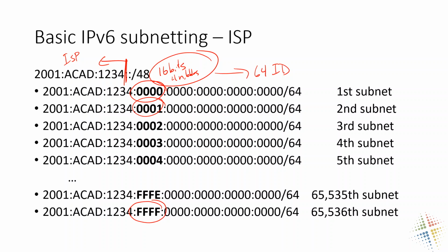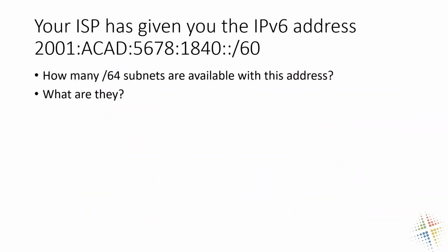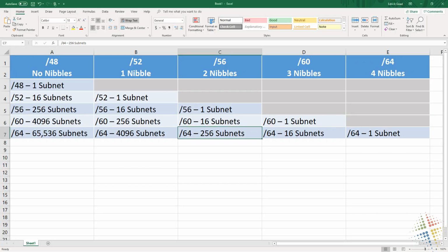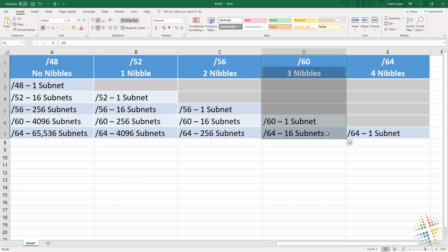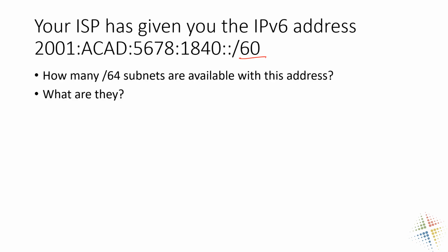Okay, great. So how do we do this? Well, let's get a little bit more practice here. Let's say my ISP gives me this address, and I look at it and I see, well, it's a /60. How many /64s are available in a /60? Ooh, I don't know off the top of my head. I actually do, but let's say I don't, so let's look back at that list here. And I can see, well, here's my /60, /64 subnets. That means I have 16 possible. All right, so 16 subnets possible. What are they? Well, it's going to be this last nibble right here that I'm changing.